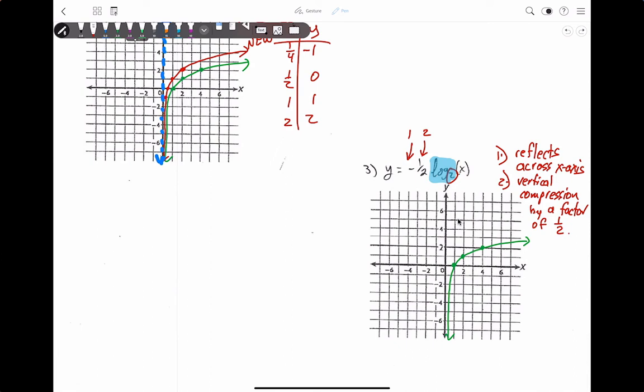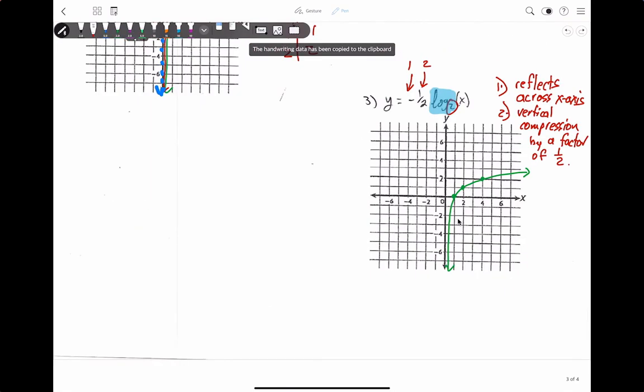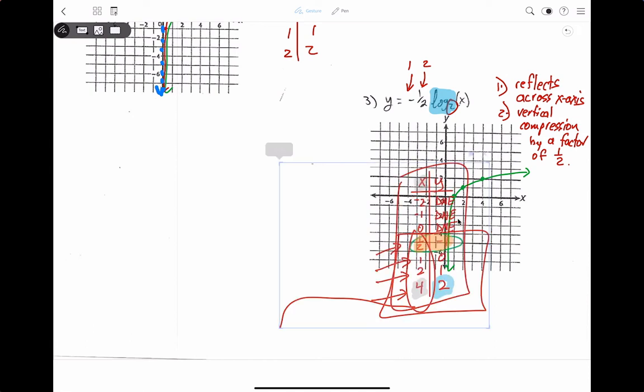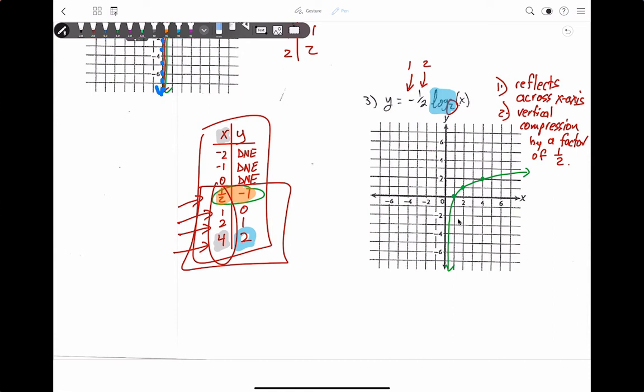then a compression vertically by 1/2. Okay, so let me go ahead and copy this one over here so that I can show you what's happening. And I will paste it here. And just real quick, so that we know what's happening with these values, what we're going to do is reflect these across the x-axis. That means all these y values are going to be multiplied by negative.